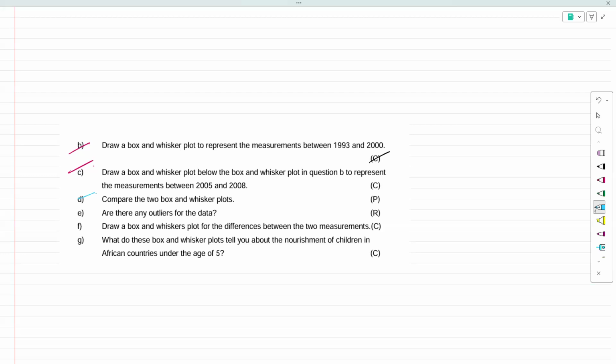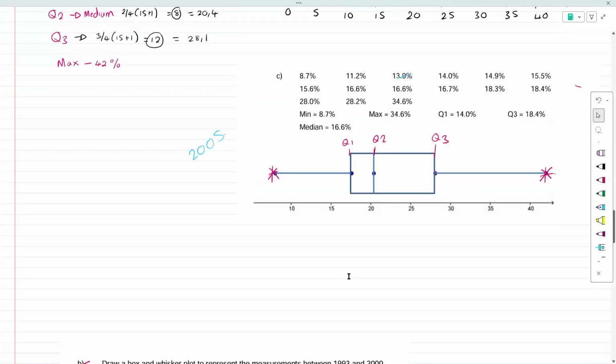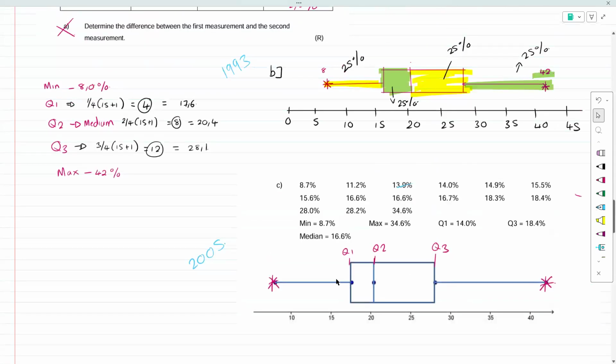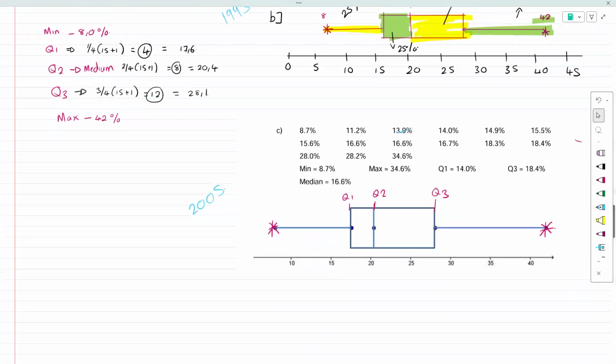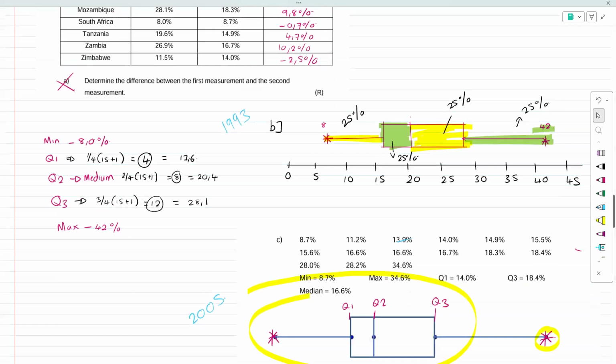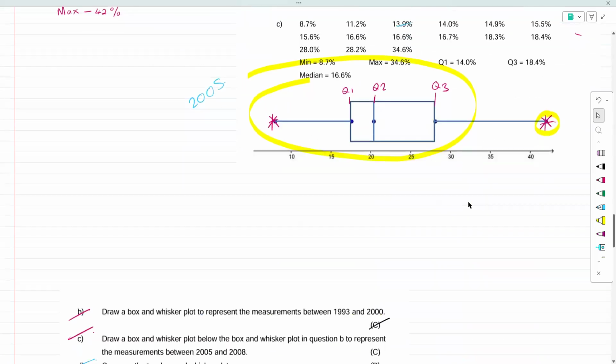Are there any outliers in the data? And the truth is, yes, there is. There is an outlier. Why is there an outlier? Because you can look at it in the 2005 one. All of the data is quite close to this, and then you get this one outlier that's very far away. The same thing could have been said for the 42. Everything's so close together, and the 42 is very far away.